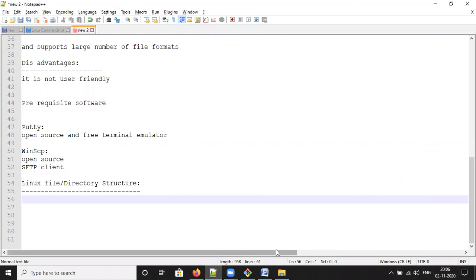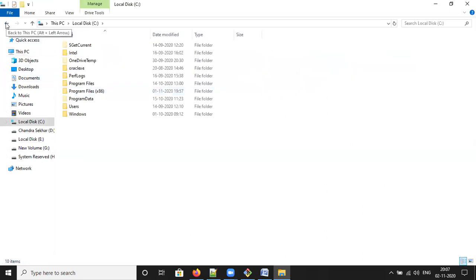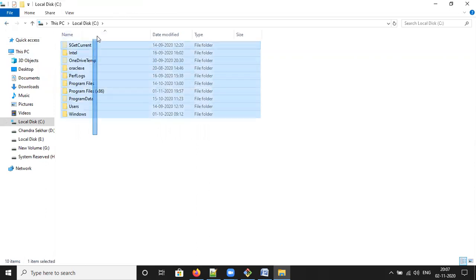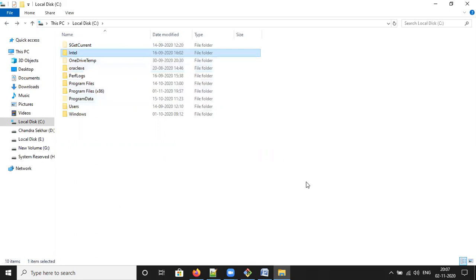Let me show you. This is the Windows environment. There are multiple drives, like C, D, and so on. In the Linux environment, there is only one drive, and from there it will branch out. If you go inside the C drive, there are different folders. Similarly, in the Linux environment, there is only one drive, and from there there are different subdirectories in the same manner.